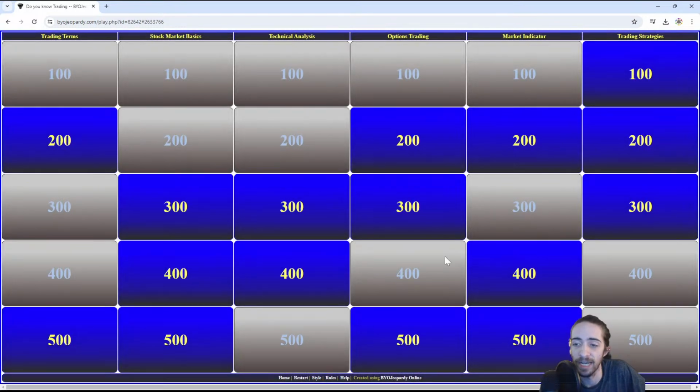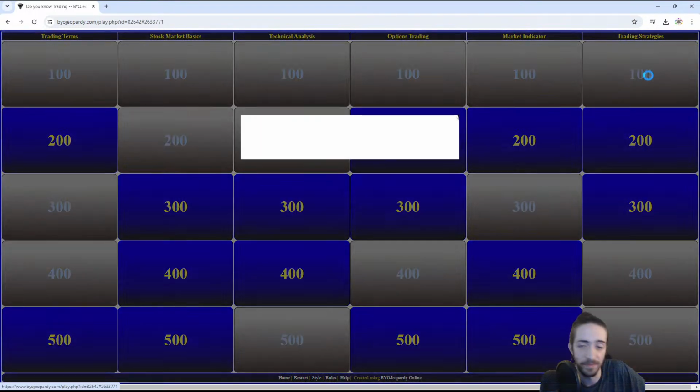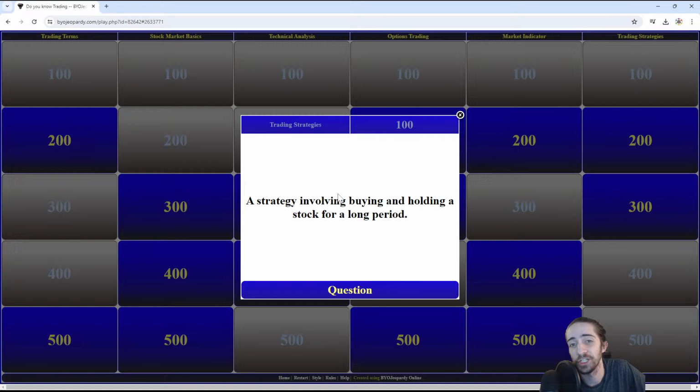So let's check out now. Let's hit that trading strategies for 100. A strategy involving buying and holding a stock for a long period of time. So what do we call it, right? Instead of trading or day trading or scalping, what are you doing when you're buying and holding?